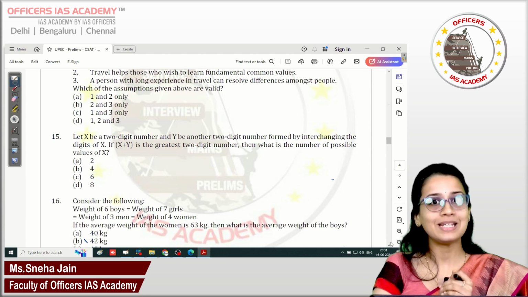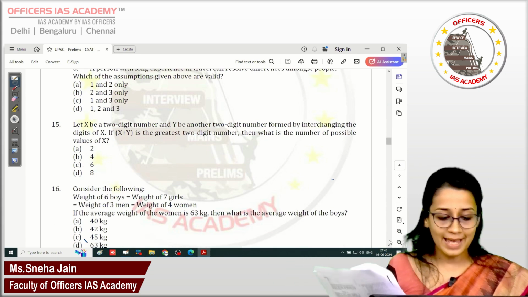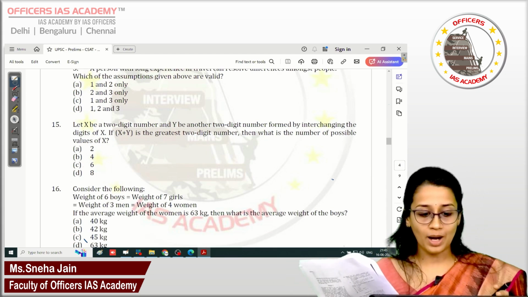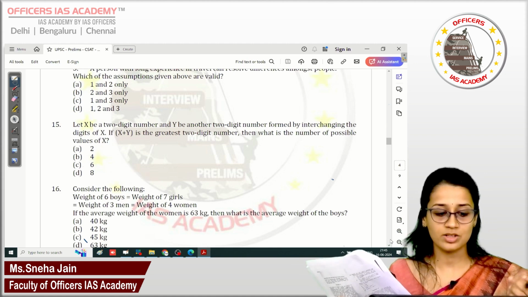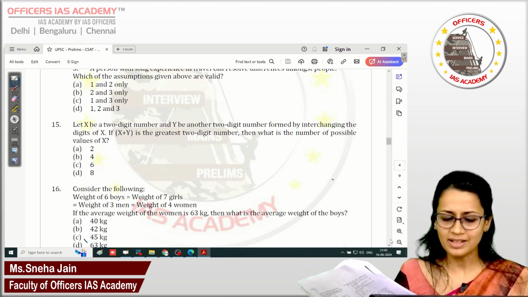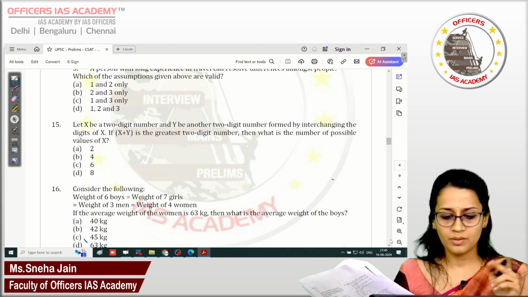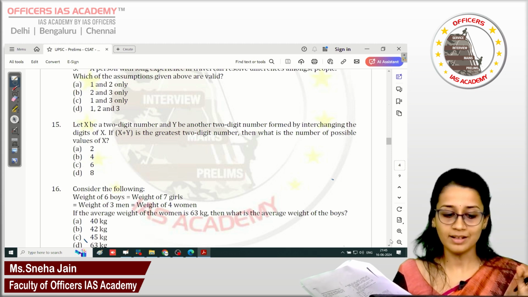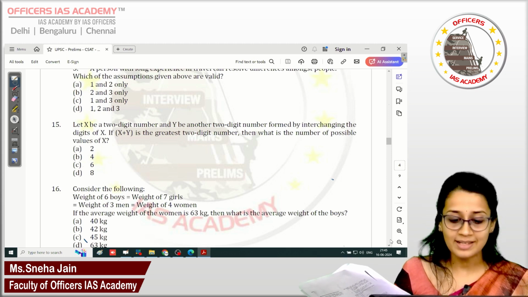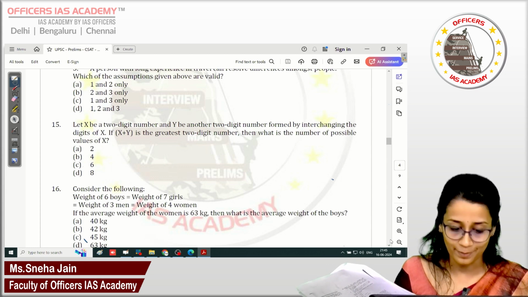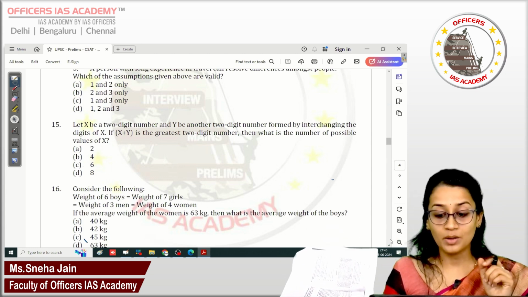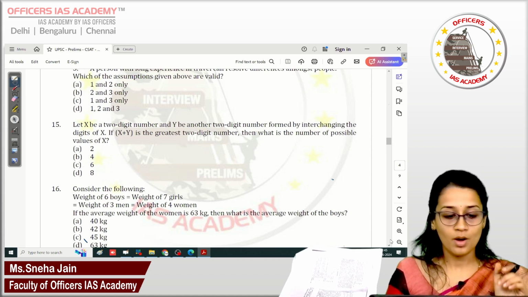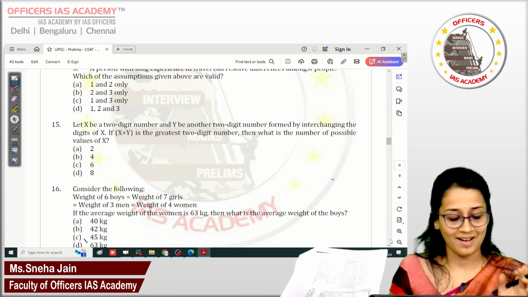Question number 15 from series D. So let X be a 2-digit number and Y be another 2-digit number. Okay, this is formed by interchanging the digits of X. So what does that mean? If X is 12, then Y should be 21. The digits are interchanged. X plus Y is the greatest 2-digit number. What is the greatest 2-digit number? 99. Then how many possible values of x are possible?